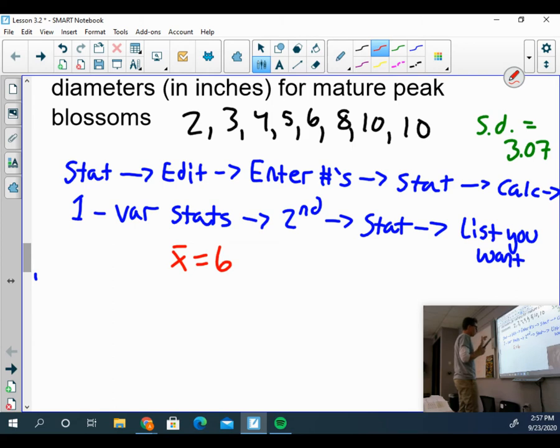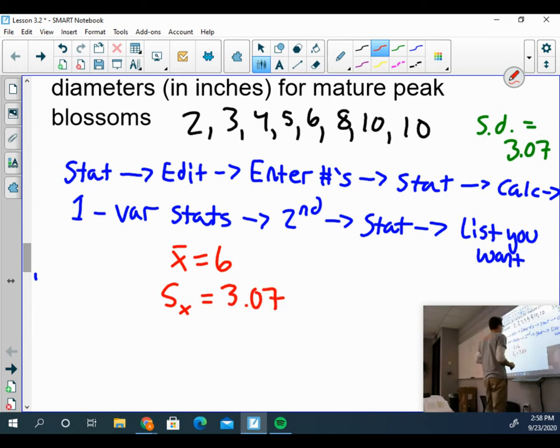Then you're going to see the sum of x, so that's adding all your data values together, which is 48. The sum of x squared, if I square the sum of all my data values, and then you see s of x. And that number, 3.07, is the exact same as what we calculated earlier. This is the process for finding standard deviation on your calculator.